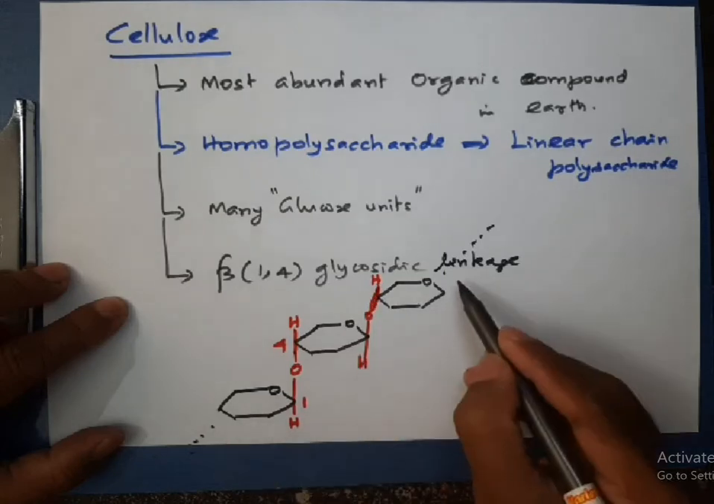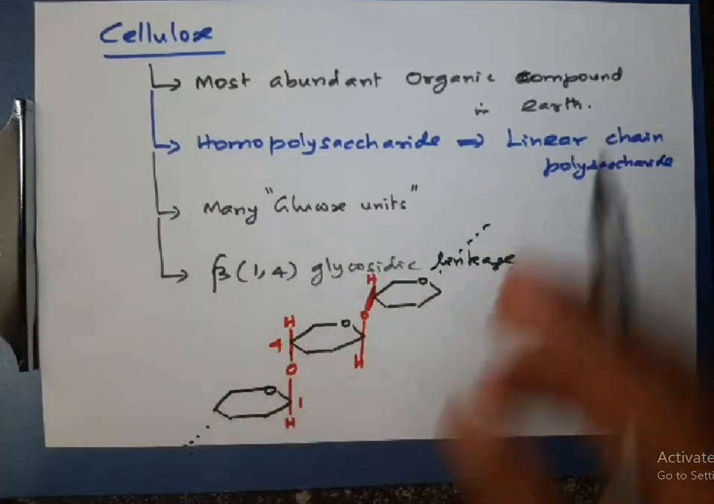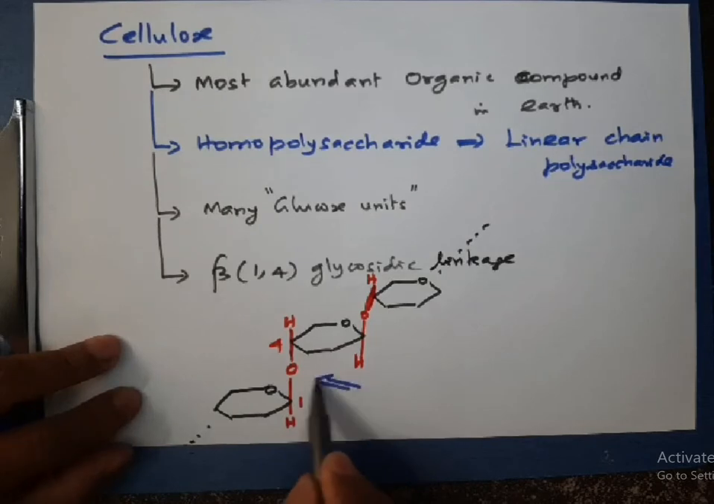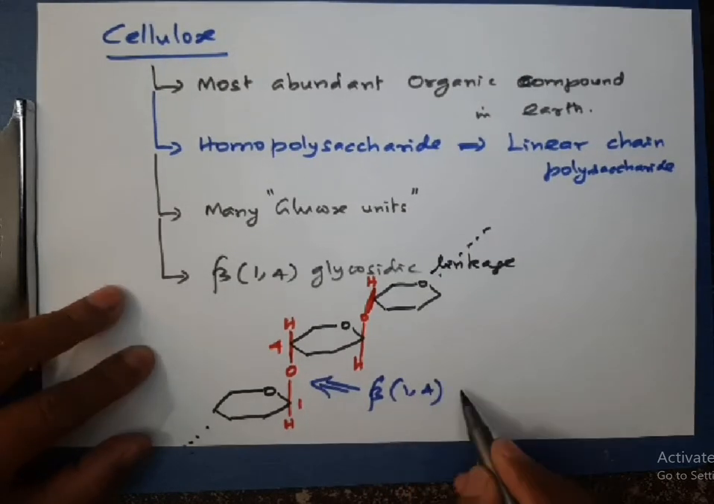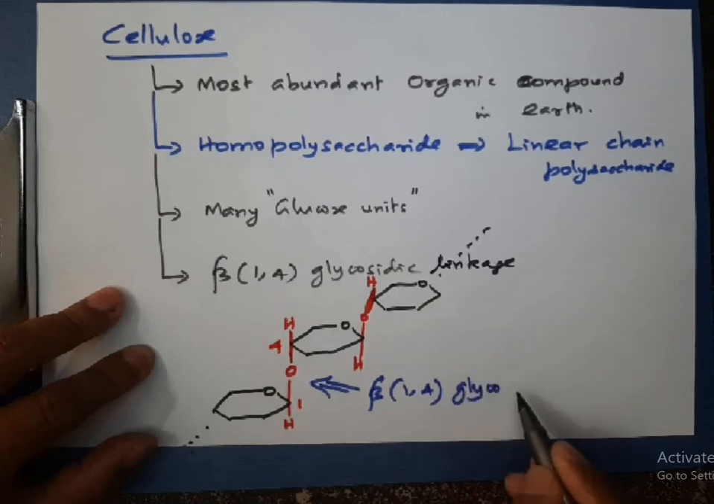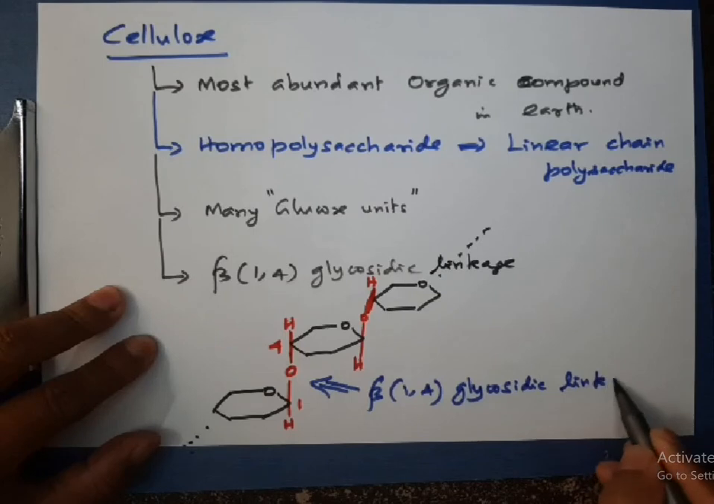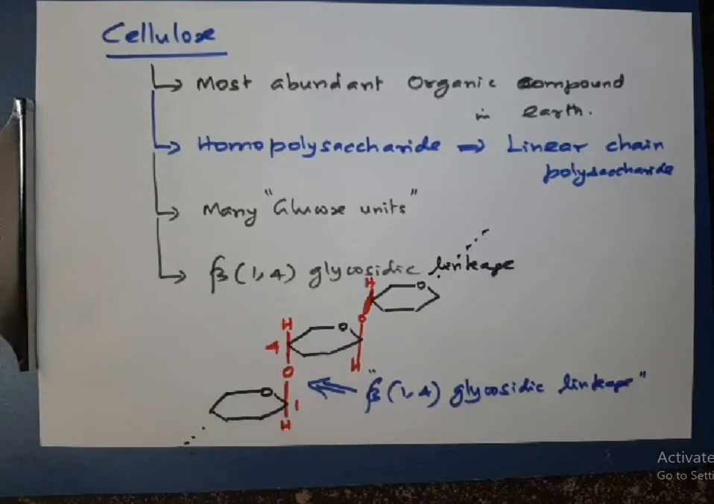So this goes like this, and you'll get a linear chain polymer. So this is a beta 1,4 glycosidic linkage. Beta 1,4 glycosidic linkage. Okay, take this down.